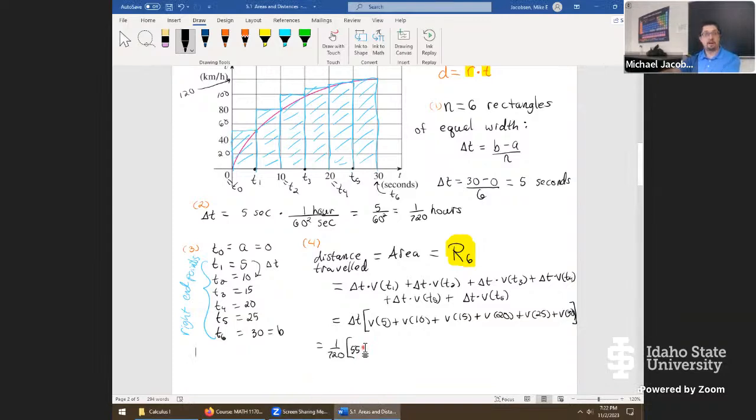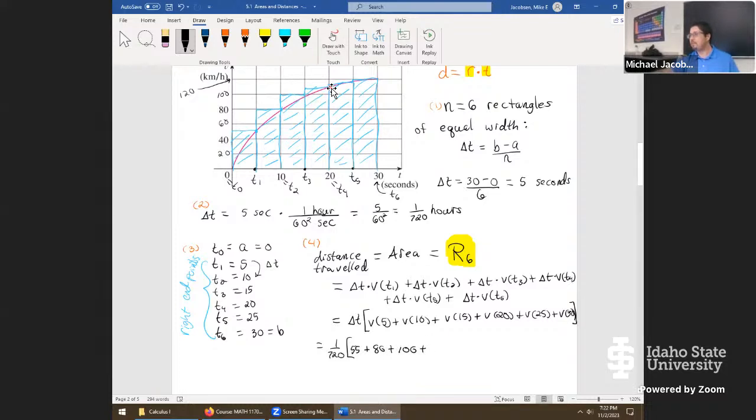That's in units of kilometers per hour, multiplying hours. So we're just getting kilometers when we do this multiplication. So we truly are getting distance like expected. Then we go to the next thing. Velocity at 10 seconds, go up to the graph. That one looks like it's exactly 80 kilometers per hour. Plus, now over here, we're at 15 seconds. That one looks like it's 100.